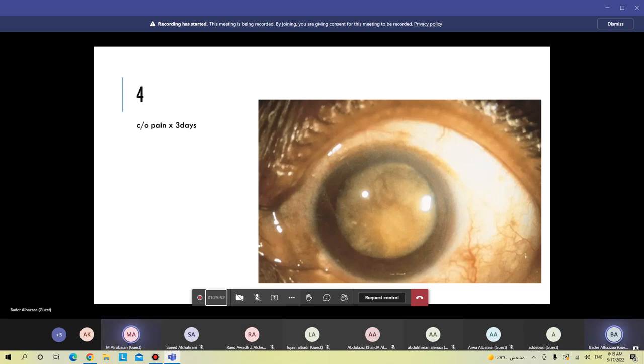Dr. Bader, let's see your opinion. Yes. Assalamu alaikum. Salam. I think we can do combined if in gonioscopy we see there is extensive PAS in the angle, then we can do a combined procedure. Okay, this one is something that can give you an indication.